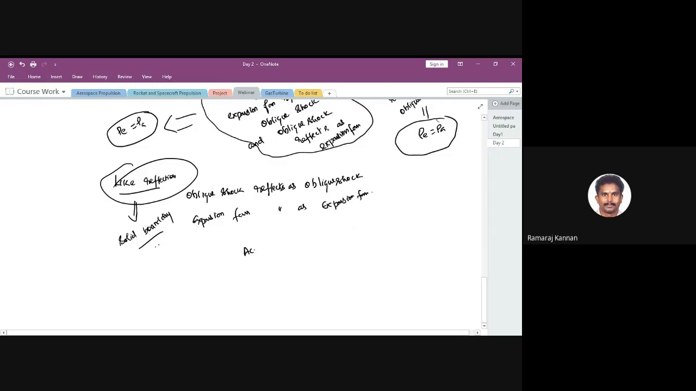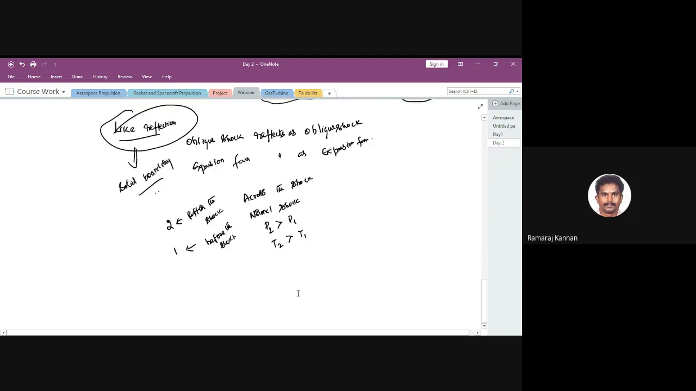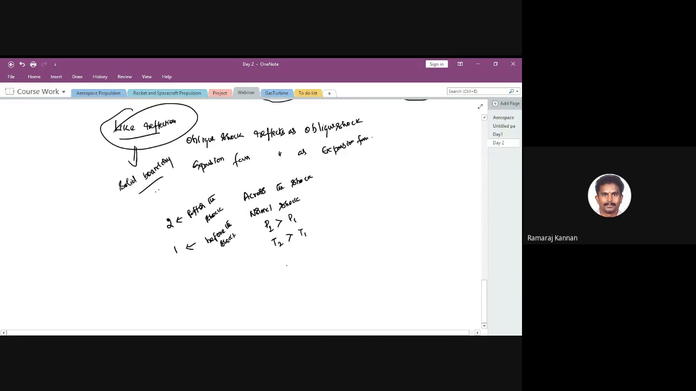And also another thing is, you are across the shock. If you take a normal shock, your P2 is going to be greater than P1. Station 2 is after the shock. Station 1 is before the shock. Your T2 is going to be greater than T1. Your rho 2 is going to be greater than rho 1.